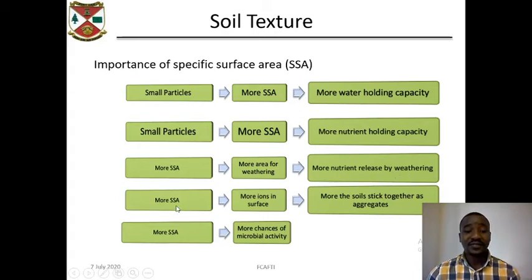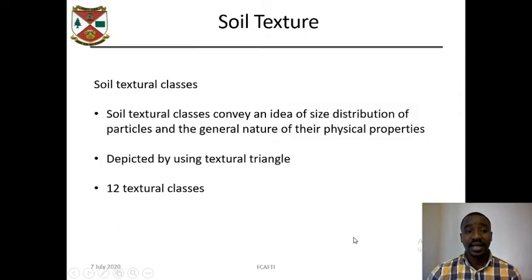More specific surface area means more ions on the surfaces, and this means that the soil sticks together more as aggregates, and the more specific surface area means the more chances of microbial activity.